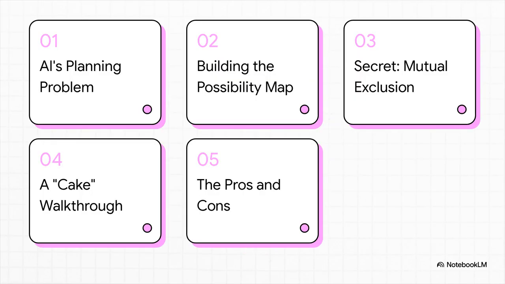And we're going to break it all down into 5 parts. First up, we'll define the problem the AI is facing. Then, we'll see how it builds what I like to call a possibility map. We'll uncover its secret weapon for being so efficient, walk through a really simple cake example to see it in action, and finally, we'll weigh the pros and cons, where this technique really shines and where it kind of struggles.